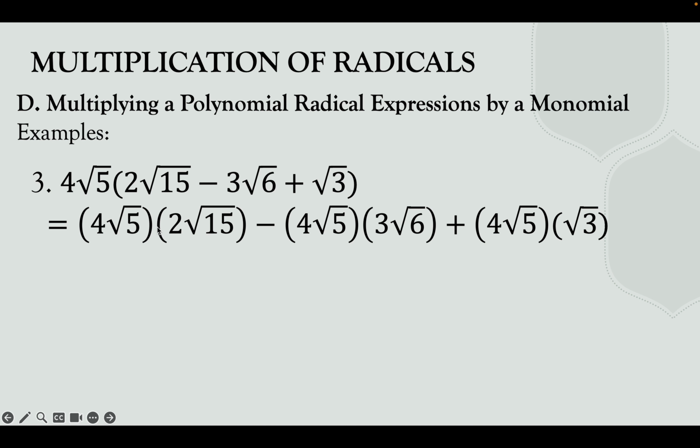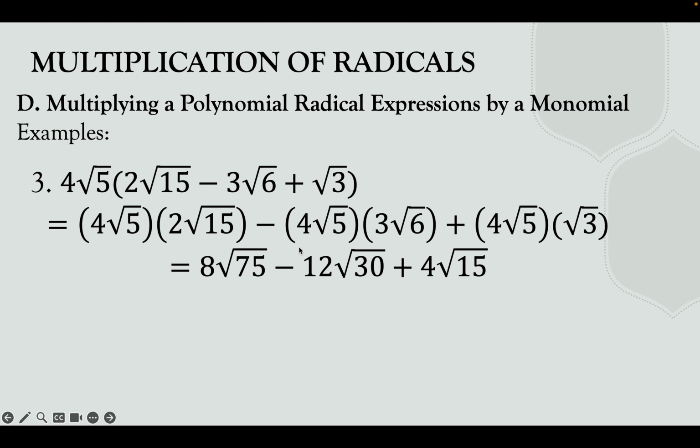So 4 square root of 5 times 2 square root of 15. So we have 4 times 2, we have 8. Square root of 5 times square root of 15, we have square root of 75. 4 times 3, we have 12, minus 12. And then square root of 5 times square root of 6, we have square root of 30. So 4 square root of 5 times square root of 3, so we have 4 square root of 15.